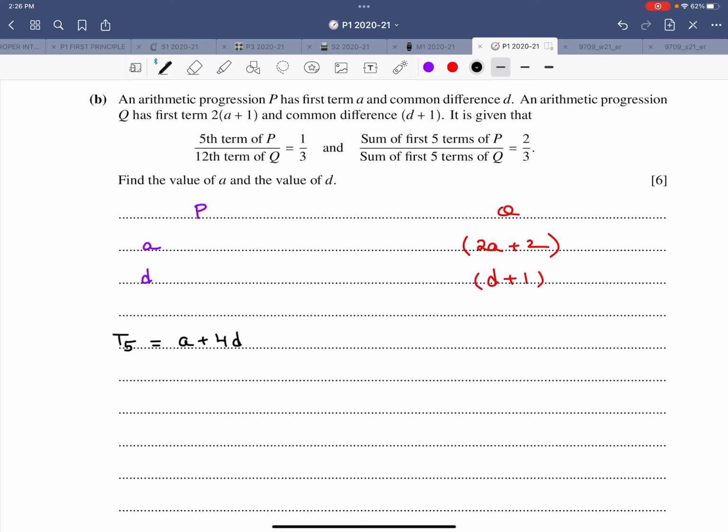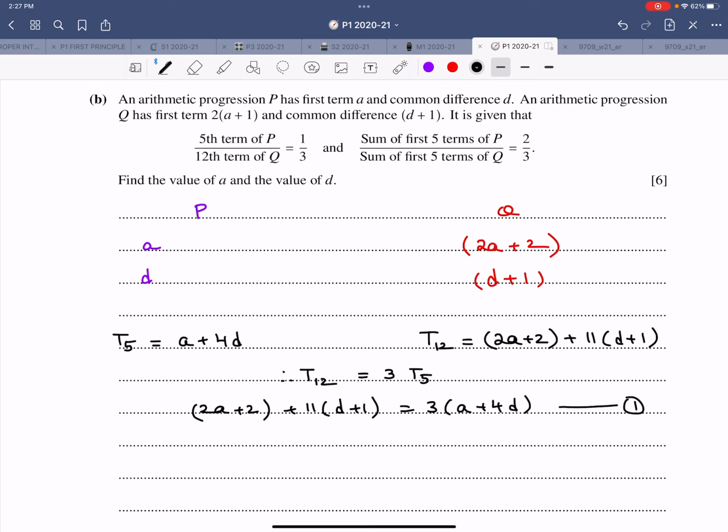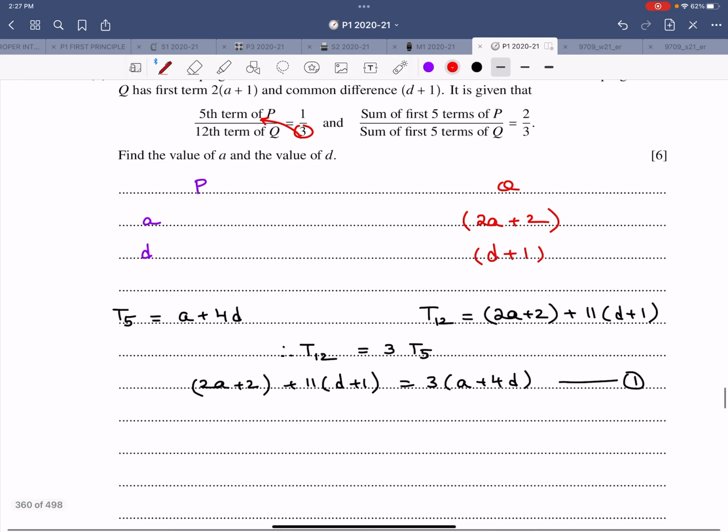Fifth term of AP is A + 4D. And the 12th term of Q is 2A + 2 + 11(D + 1). They are saying the fifth divided by the 12th is 1 over 3. In other words, the 12th is 3 times the fifth term. So 2A + 2 + 11(D + 1) is 3 times the fifth term, that is A + 4D. So that is equation 1. Too simple. I have cross multiplied like this, and this is the first thing.